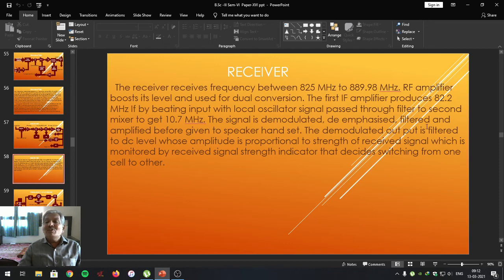The demodulated output is filtered to a DC level whose amplitude is proportional to the strength of the received signal, which is monitored by the received signal strength indicator that decides switching from one cell to the other.